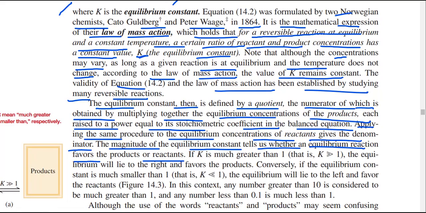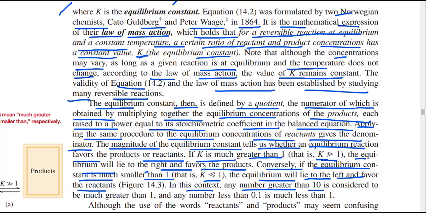If K is much greater than 1, the equilibrium will lie to the right and favor the products. Conversely, if the equilibrium constant is much smaller than 1, then what happens? The equilibrium will lie to the left and favor the reactants. In this context, any number greater than 10 is considered to be much greater than 1, and any number less than 0.1 is much less than 1.